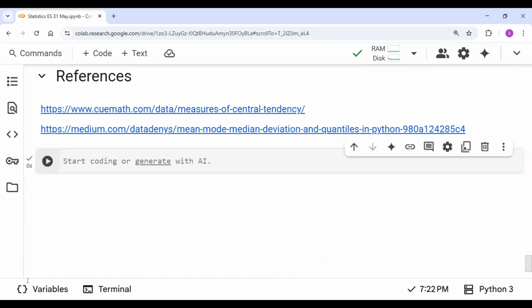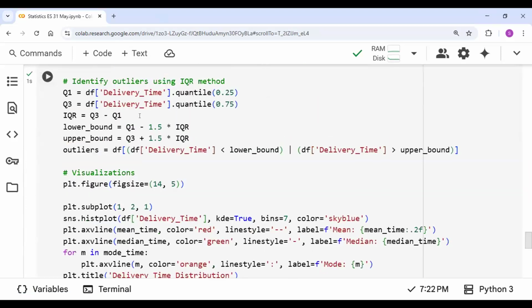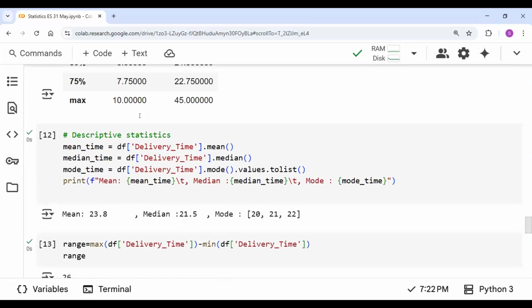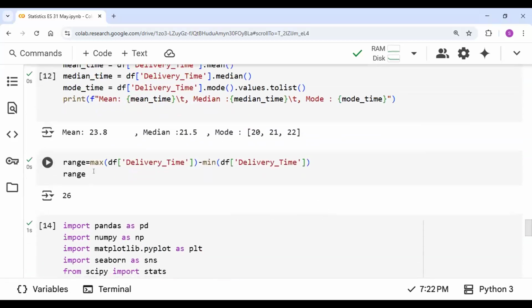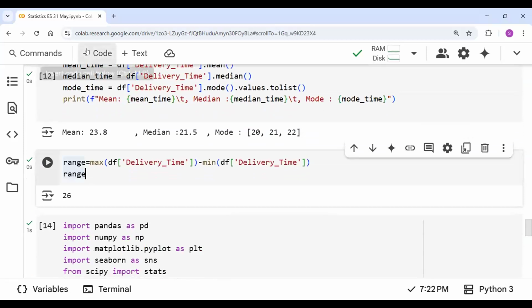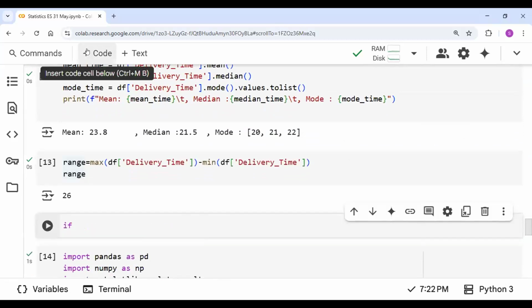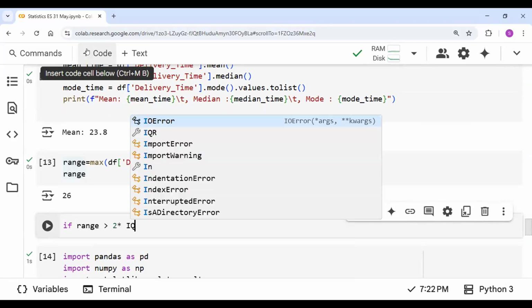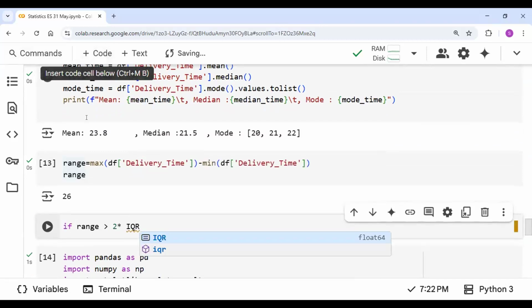Yes, guys, do you understand? So what is the range we have identified here? I think everything is executed. So I'm just going to compare the range with greater than 2 times the IQR. Yesterday itself we identified this IQR value. I hope we have the IQR in our data.